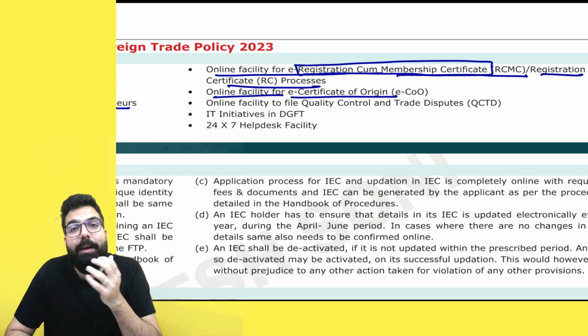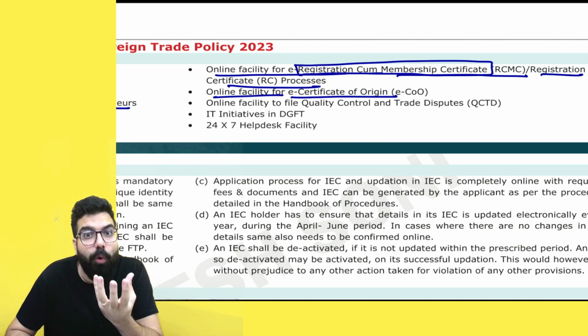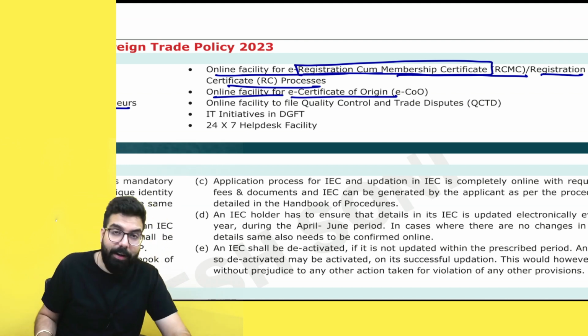Basically, if you are getting your goods from a preferential nation, then you need a certificate of origin. All this certificate of origin, etc. If you want to generate it online, online generation can be done.